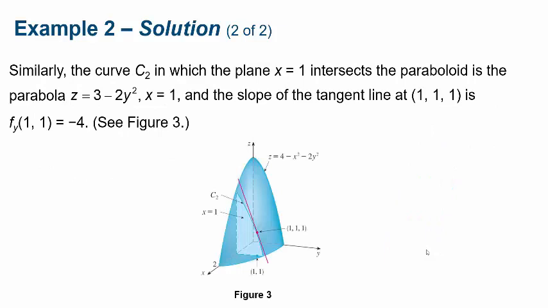Similarly, here, you got this shape when you look at the plane xy intersects this shape that we're seeing, and it's the parabola z is equal to 3 minus 2y squared, where it's intersecting the plane x is equal to 1, and the slope of this line here is negative 4. That's all we're saying. So the slope of the tangent line at that point is -4. Okay, when you're going along the plane x is equal to 1, that's important.